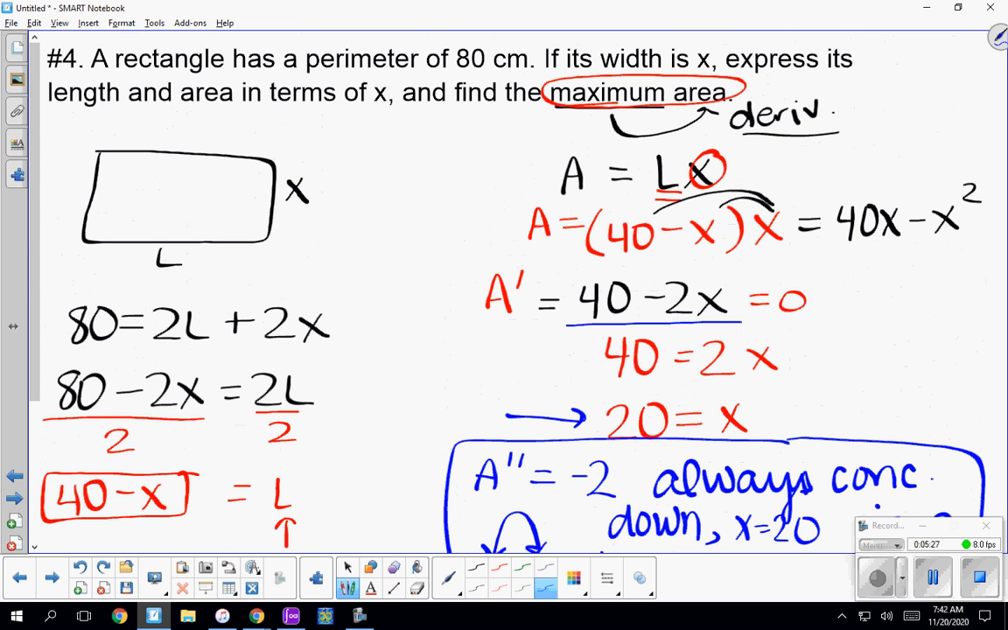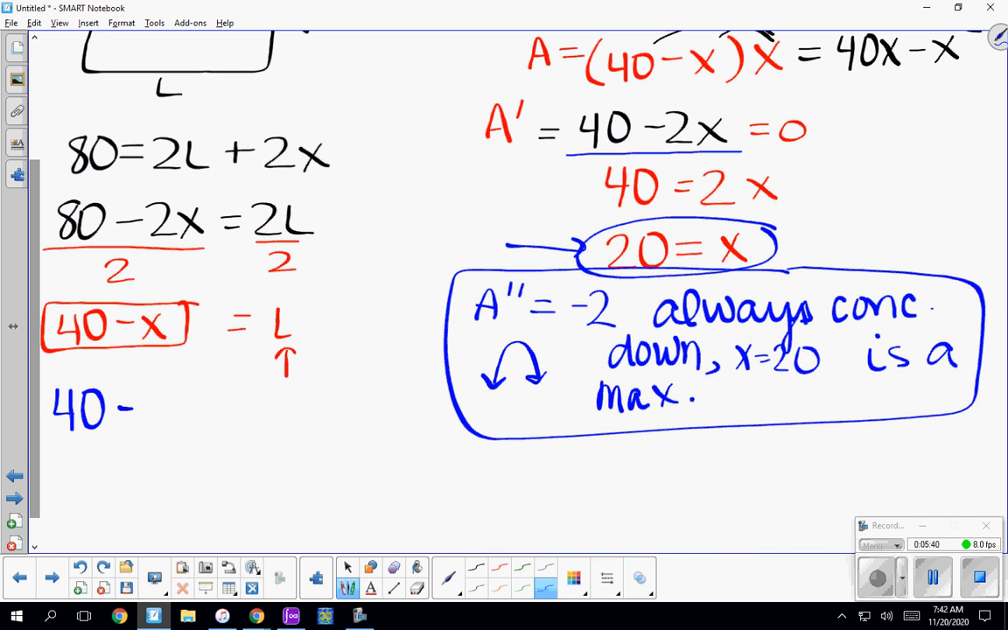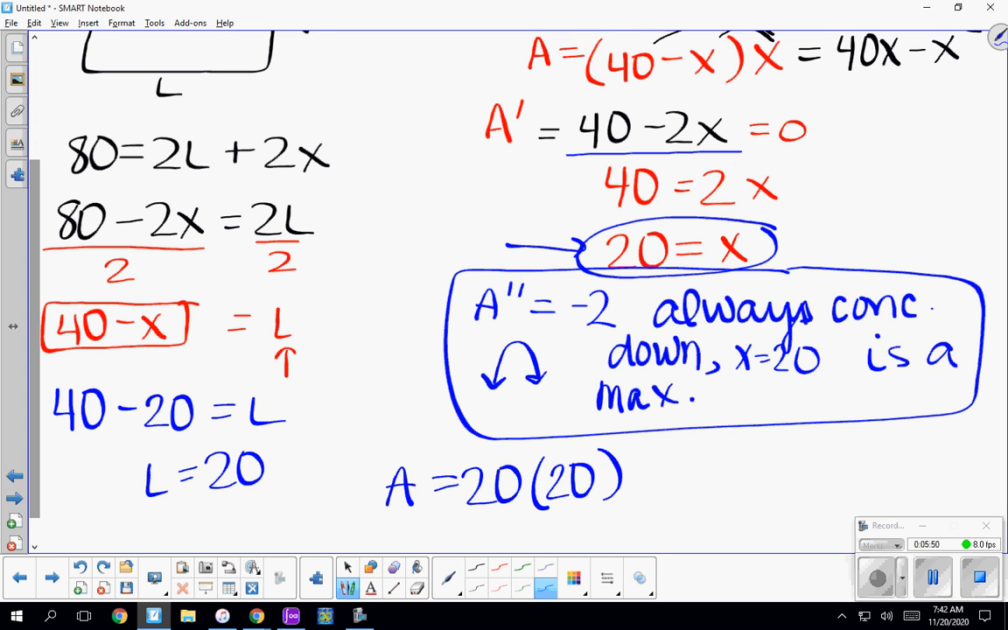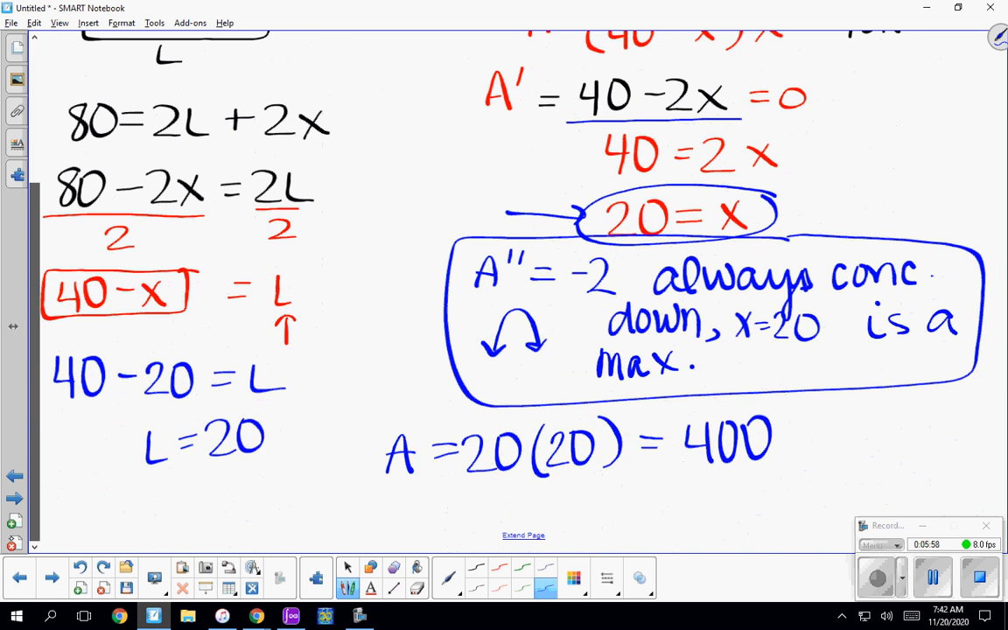The question says, find the maximum area. And we have found the width that will give us that maximum area. So now I need to find length in order to find area. If I know the width is 20, I can plug that back into that secondary equation, and I see that my length is also 20. And then since area is length times width, we actually have a square to give us the maximum area. And our maximum area is going to be 400. Just make sure you include your units. Here we're looking at centimeters, so it's going to be centimeters squared. Oops. Sorry.